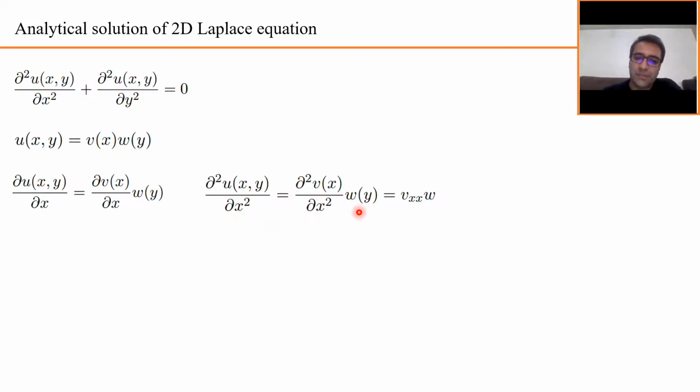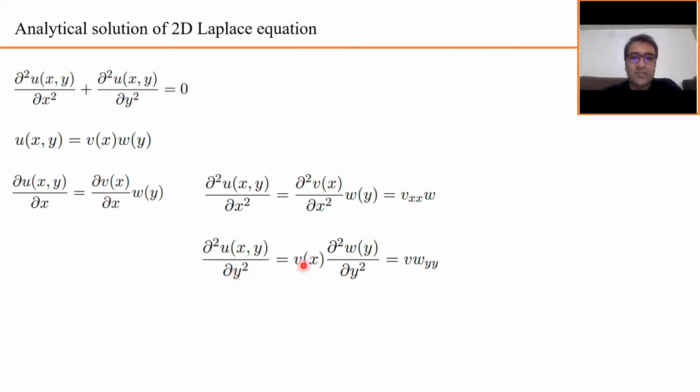And for the sake of simplicity, I define the second derivative of v with respect to x as vxx. And again, if I calculate the second derivative of u with respect to y, it will be simply v(x) multiplied by the second derivative of w with respect to y, and this is just v multiplied by wyy. And if I substitute these in my differential equation, I have vxx multiplied by w plus v multiplied by wyy equal to 0.